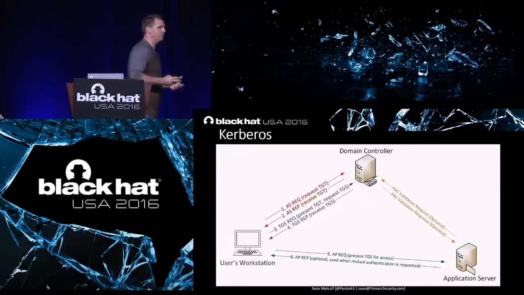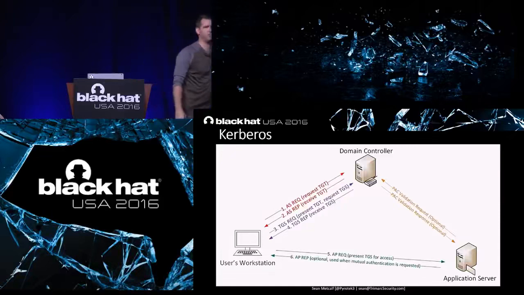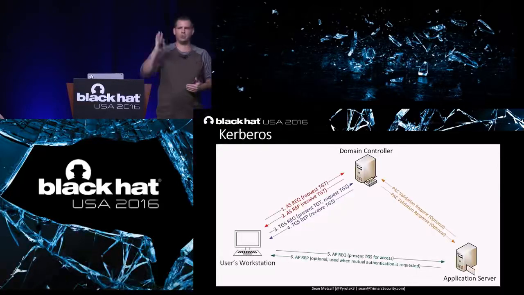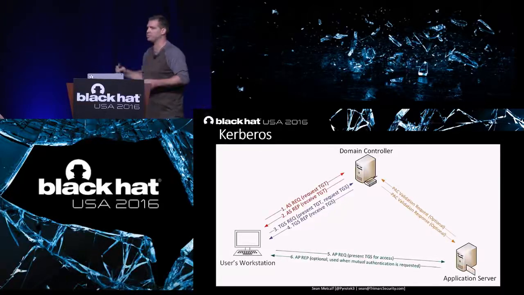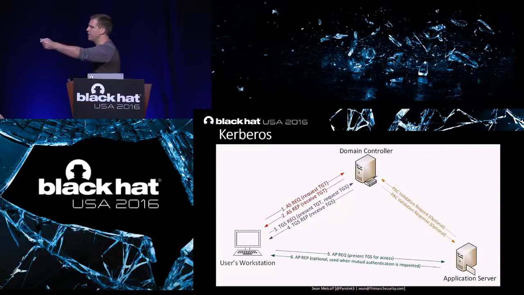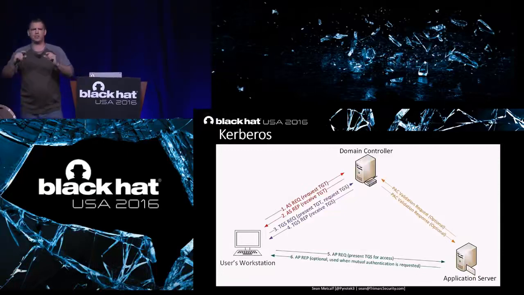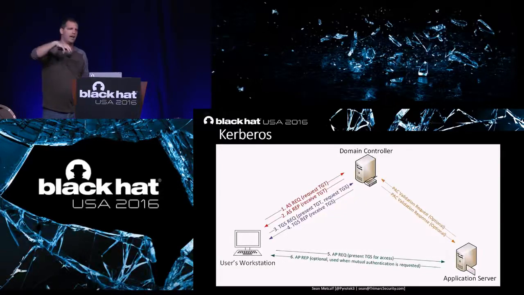The user wants to connect to this application server, so it identifies the service principal name for the Kerberos service on that server. Then it goes to a domain controller, same one or different one. Says, here's my TGT, and here's the service principal name of the server I want to access. I need a TGS, ticket granting service, or service ticket. The domain controller takes that service principal name, looks it up in Active Directory, and identifies what service account is associated with that service principal name.